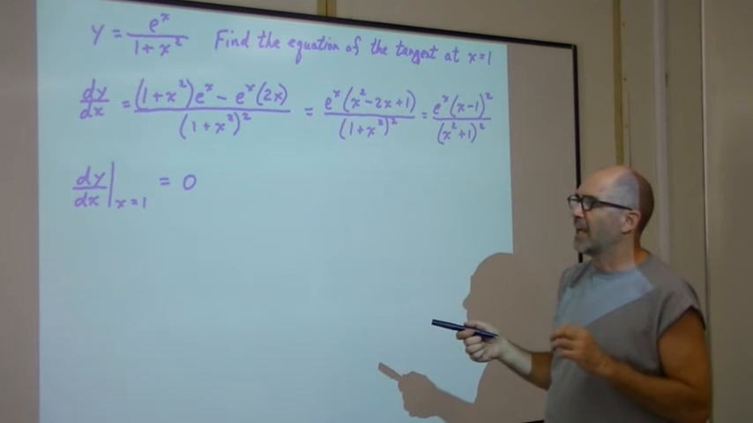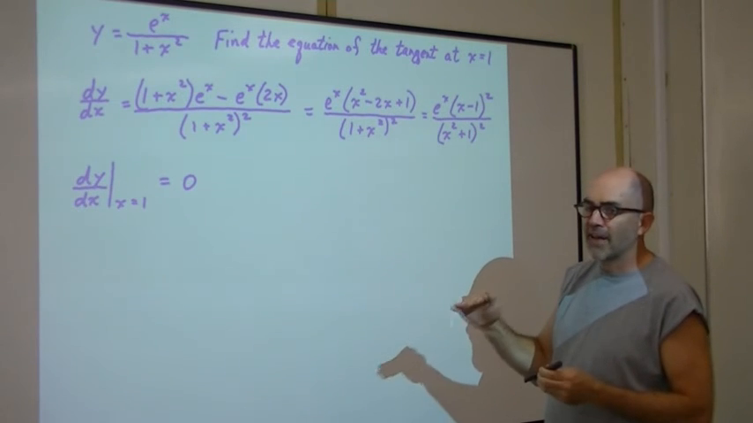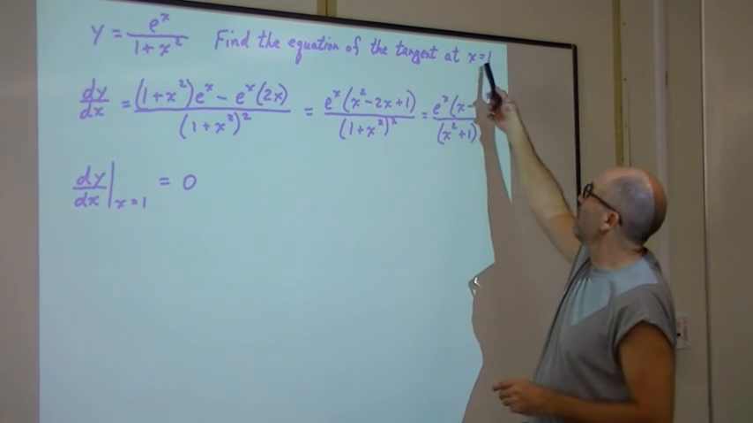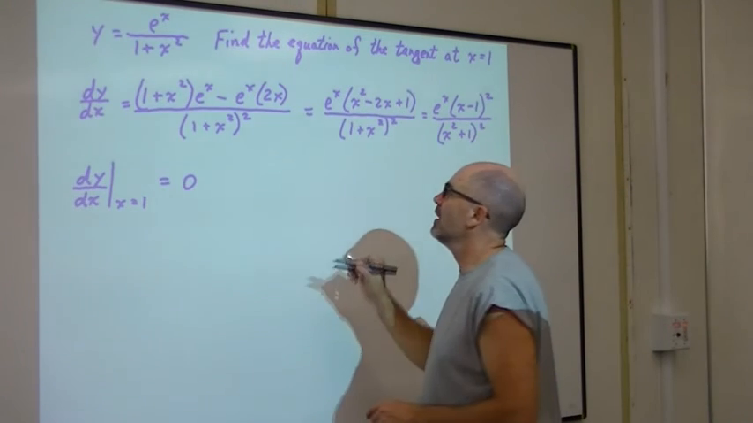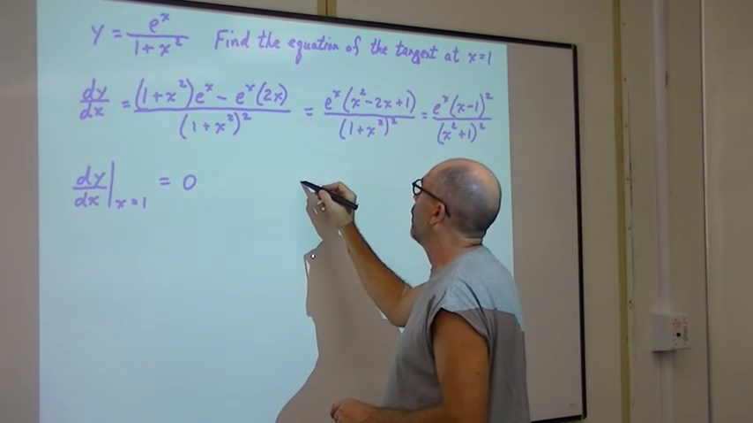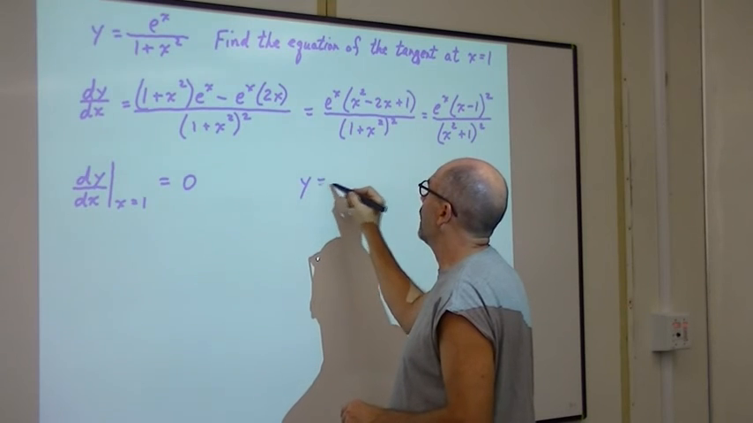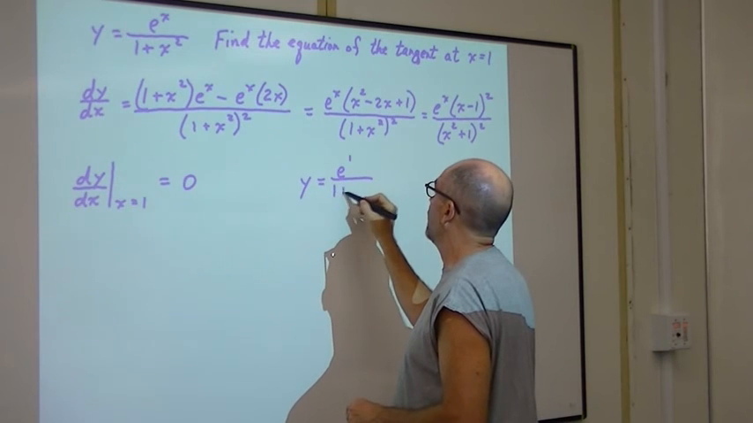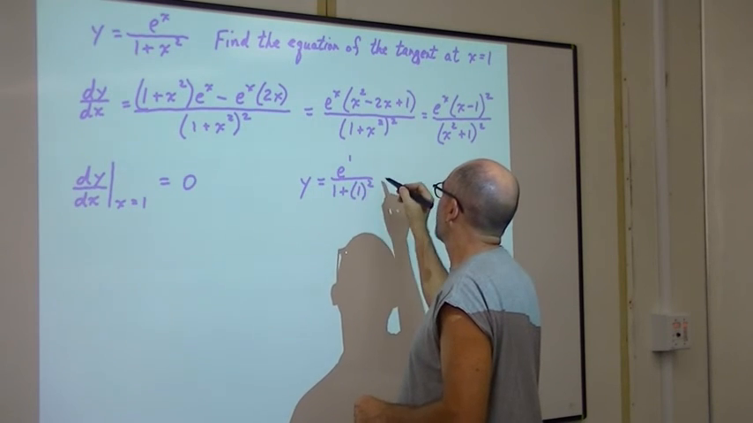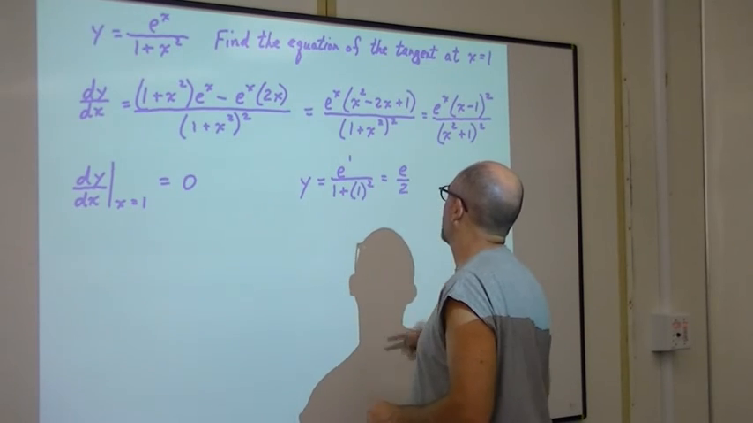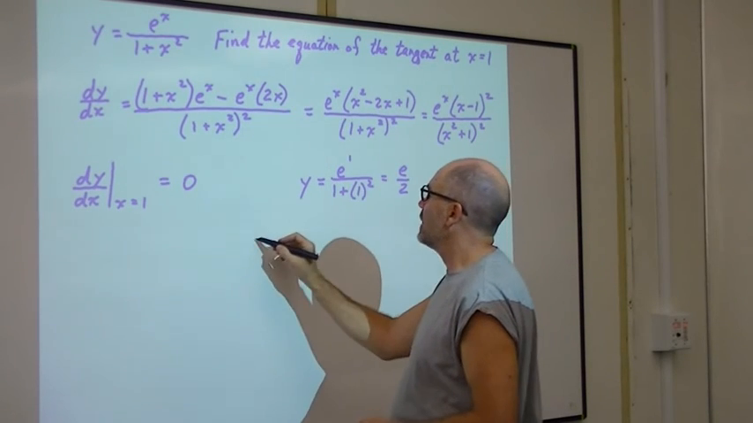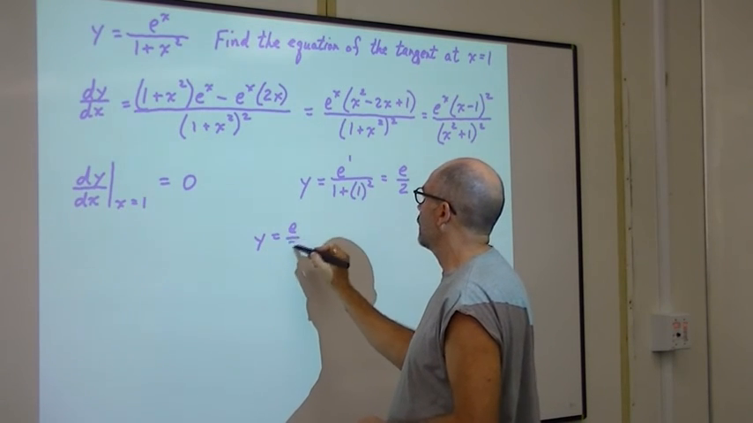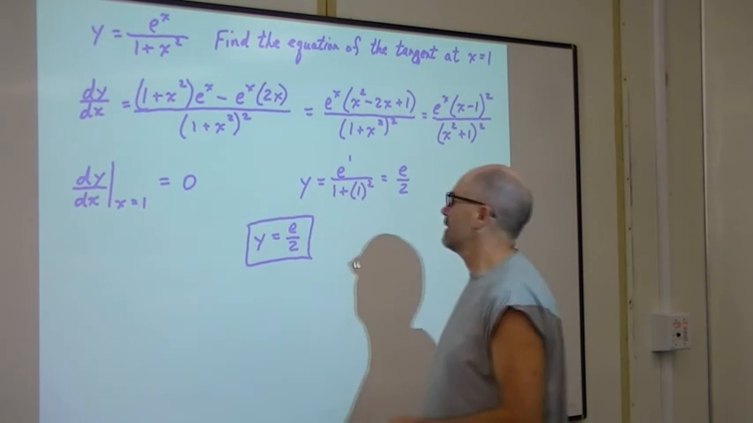So if it's a horizontal line, then we need to know the y value to figure out where it is. So what's the y value at x equals 1? Well, let's put that in. So y at x equals 1 is going to equal e to the first over 1 plus 1 squared. So that's e over 2. So there's our equation of our tangent line, y equals e over 2. Bam, that's it, game over.